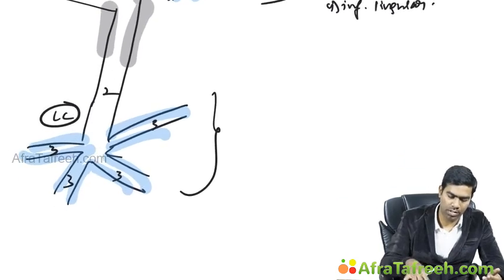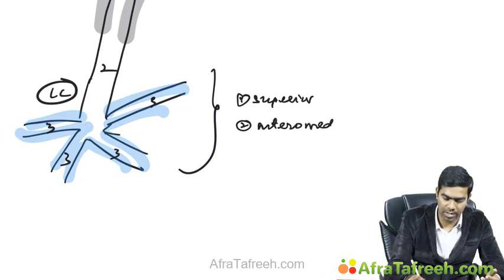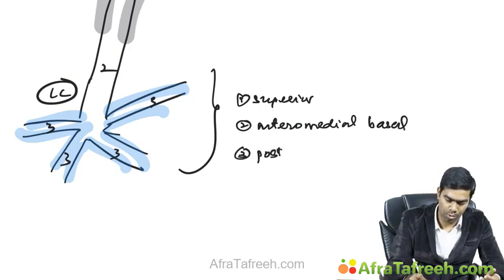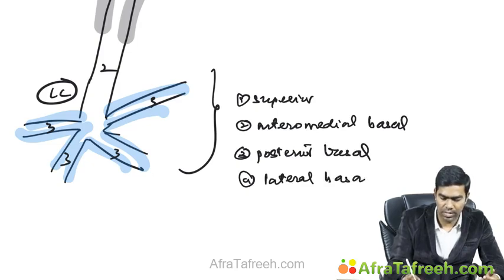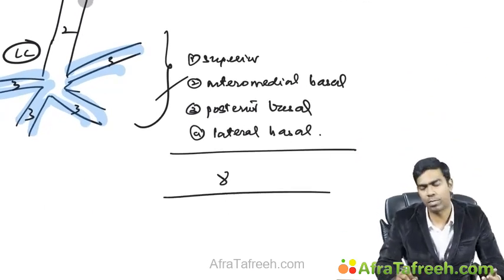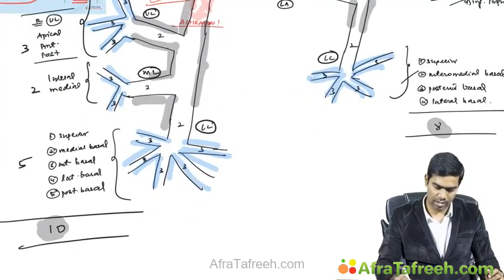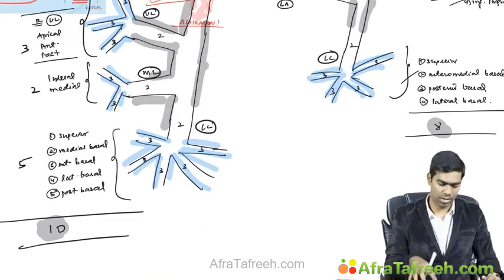Then you have 4 segments in the left lower lobe. Number 1, superior, and anteromedial basal, which means anterior basal and medial basal are combined here, then posteromedial basal or posterior basal, and finally lateral basal as well. So you have 4 here and 4 here. Totally you have 8 bronchopulmonary segments on the left side. This is the standard given by many textbooks: 10 on the right side and 8 on the left side. These are the bronchopulmonary segments you have to know.